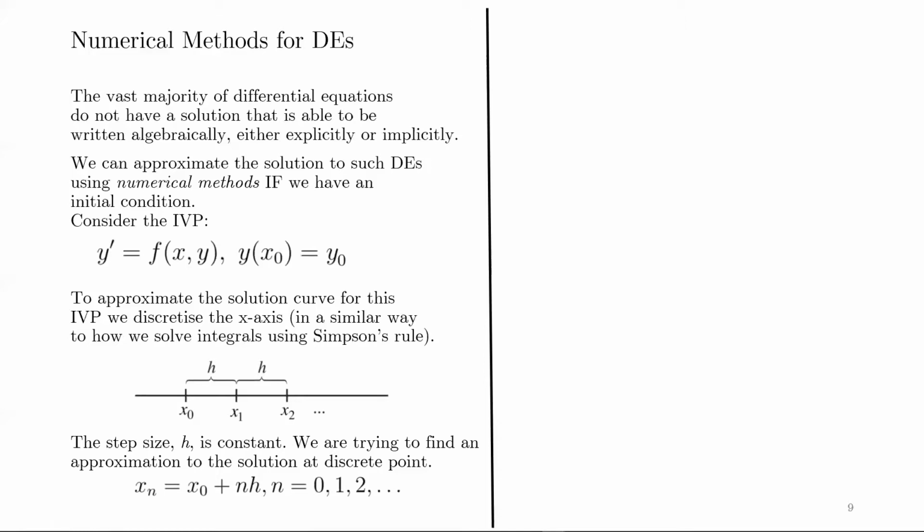So just to summarize, we're going to start here at this point. We're going to give the initial condition y is equal to y0 when x is equal to x0, and we're going to apply some numerical method to get the solution at this point x1, and then again to get the solution to this point x2.